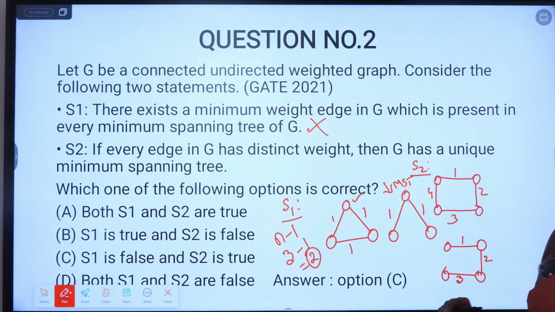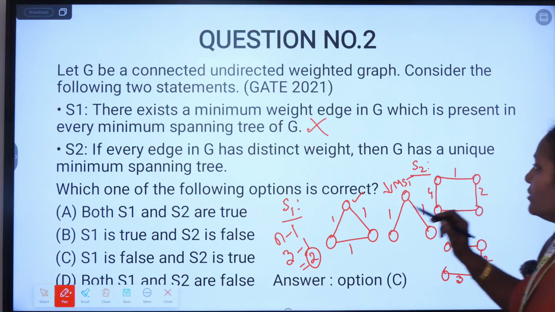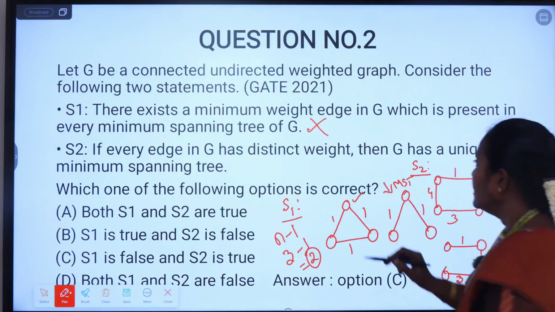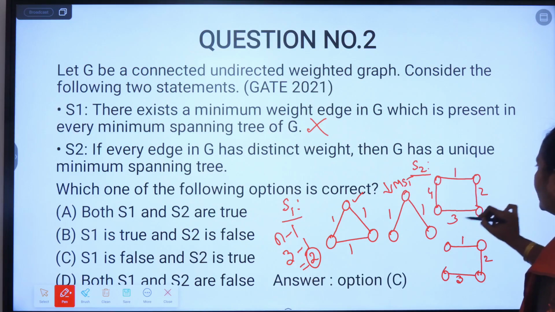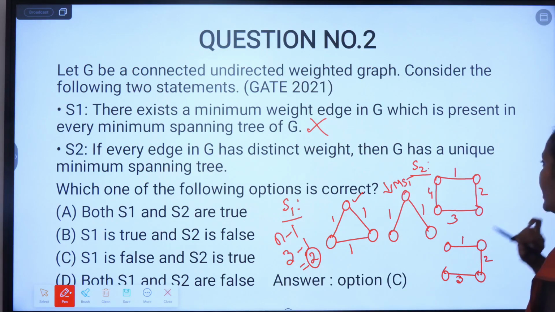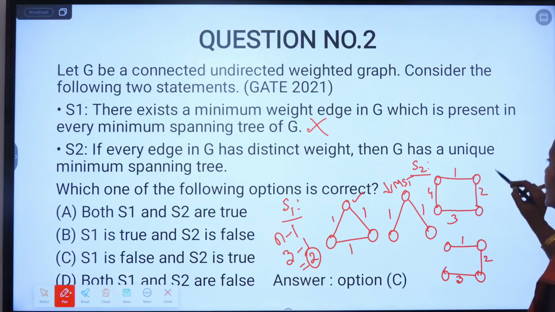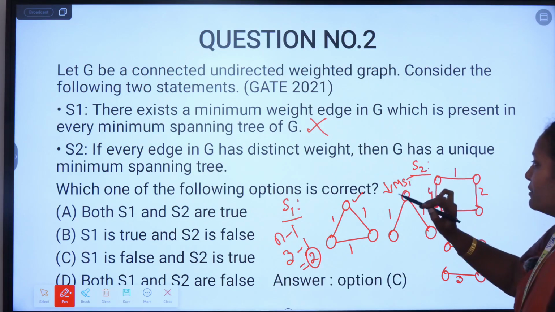Next, we are going to check statement number 2. What is statement number 2? If every edge in G has a distinct weight. Distinct weight means what? Different weights for different edges here. So we are considering different weights here. Then G has a unique minimum spanning tree.